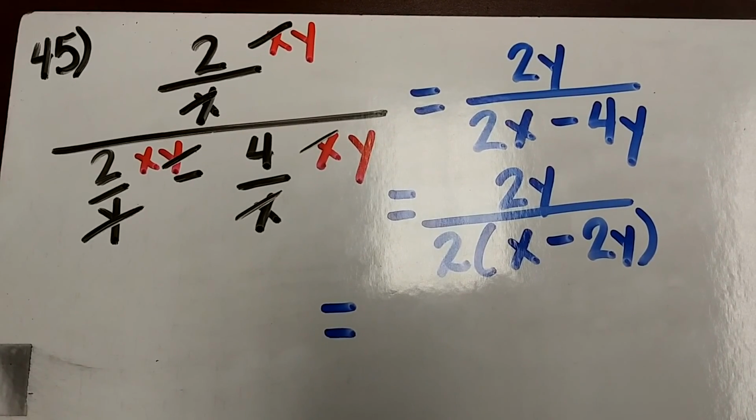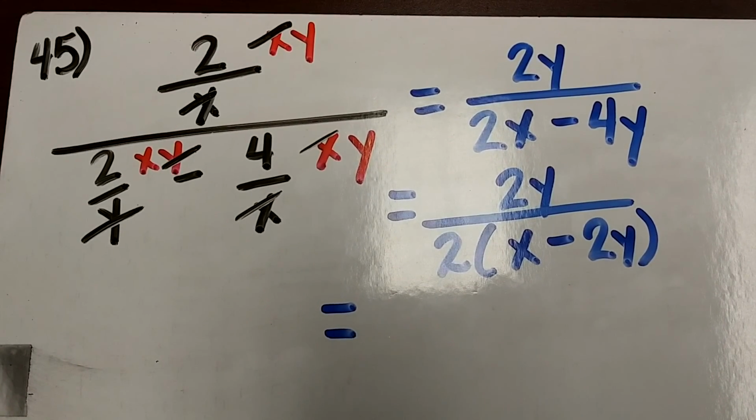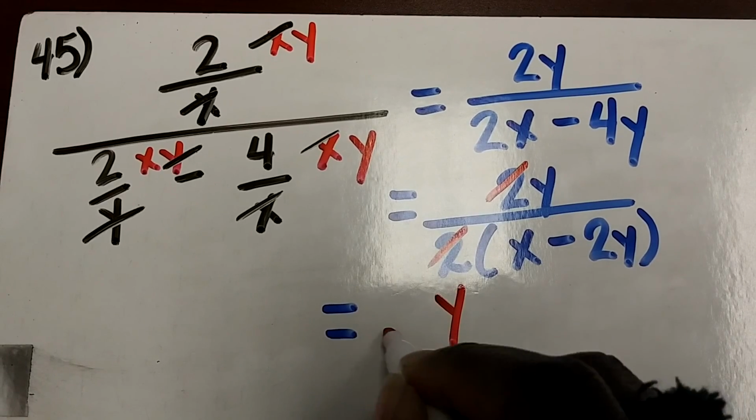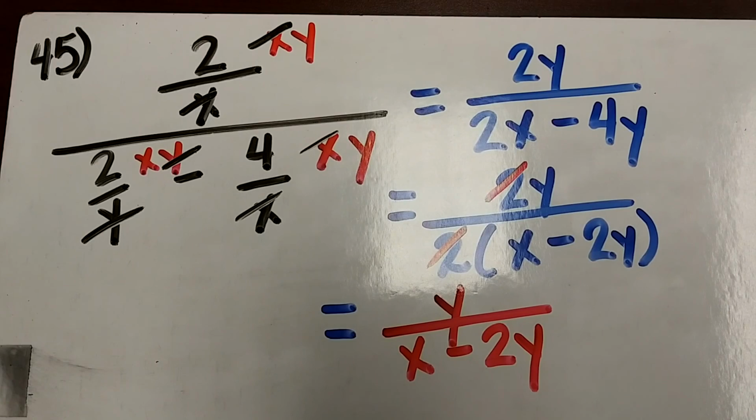Everything is multiplied together. I don't see a plus or minus in between the parentheses. So because it's in a factored form, I can cancel out again. The 2's do cancel out. So I'm left with y over x minus 2y. That is my final answer.